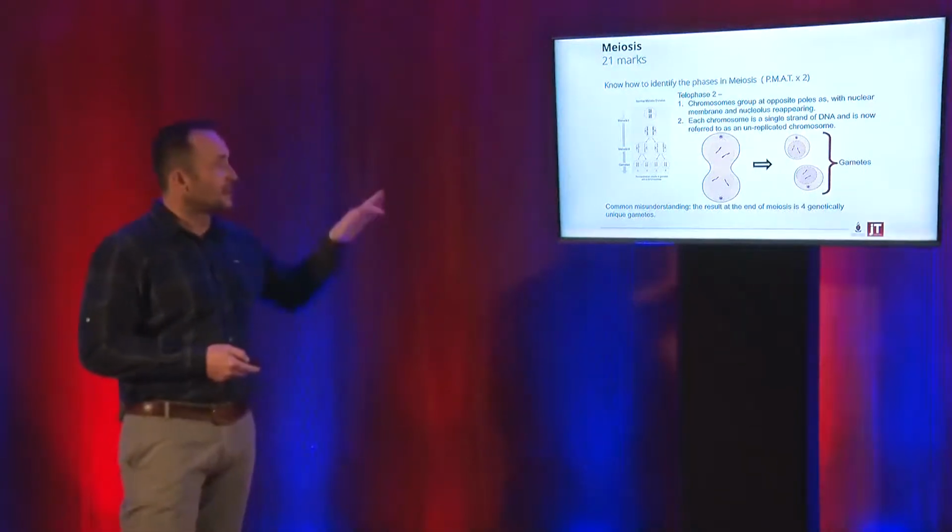One of the common misunderstandings here is that meiosis does produce 4 genetically unique gametes at the end of this process. So once we've gone through meiosis 1 and meiosis 2, we end up with 4 genetically unique gametes.